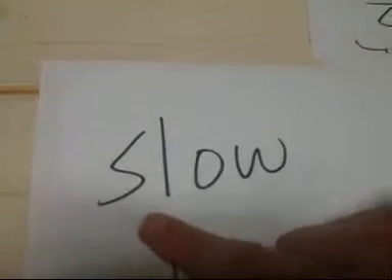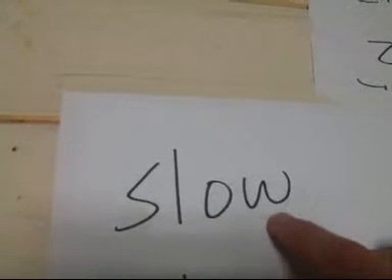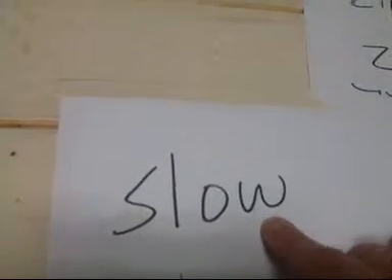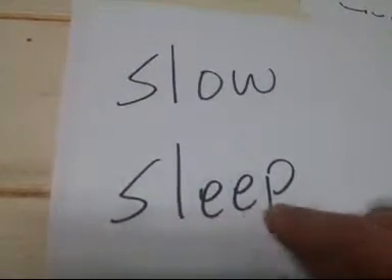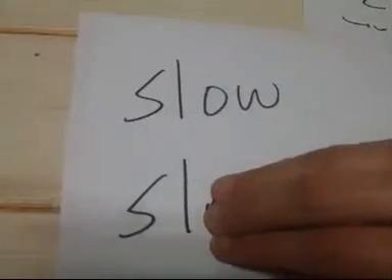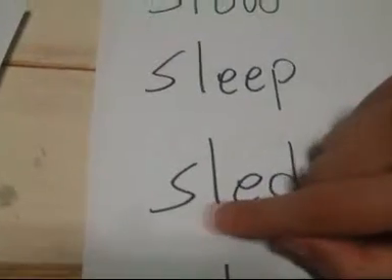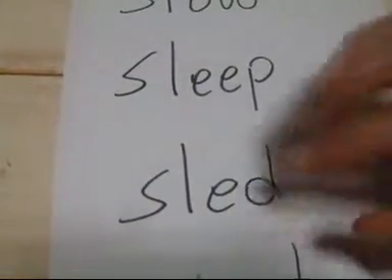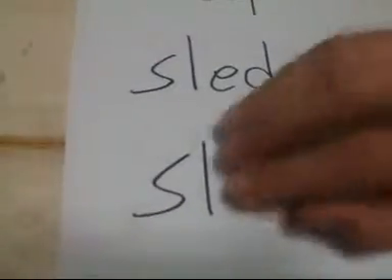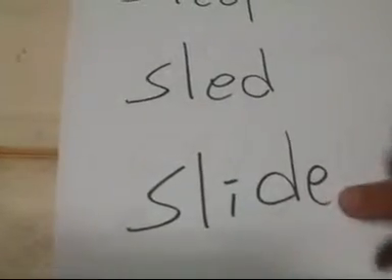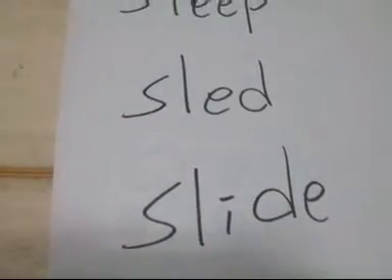All right, so we have here SL. Sl. O-W, O. So we have slow. Good. S-L again, right? Sl. E-E-P, eep. Sleep. S-L again, sl. E-D, ed. Sled. S-L again, sl. I-D-E, goes I'd. So together, slide.